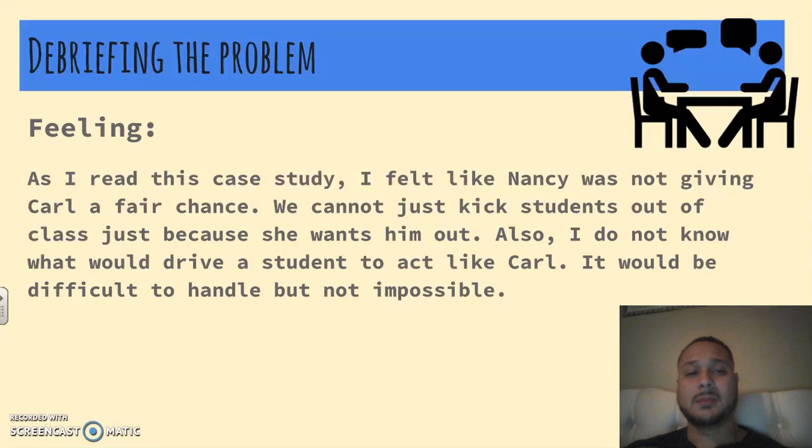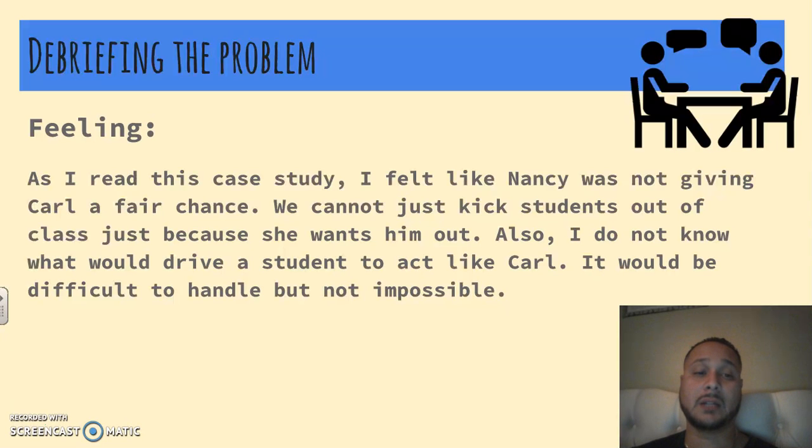Feelings about the problem. As I read the case study, I feel like Nancy was not giving Carl a fair chance. She just wanted him out of the room, and she didn't want to find some type of way of helping him, maybe talking to him. We just cannot kick students out just because she wants them out.